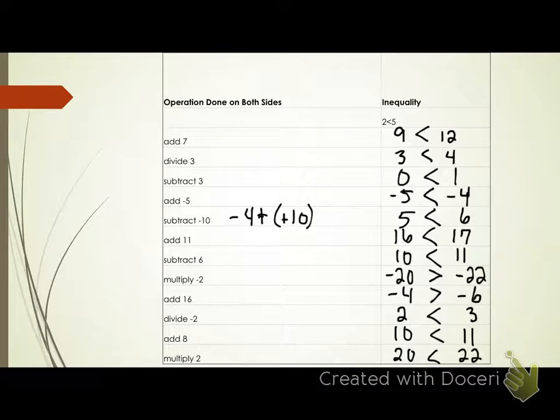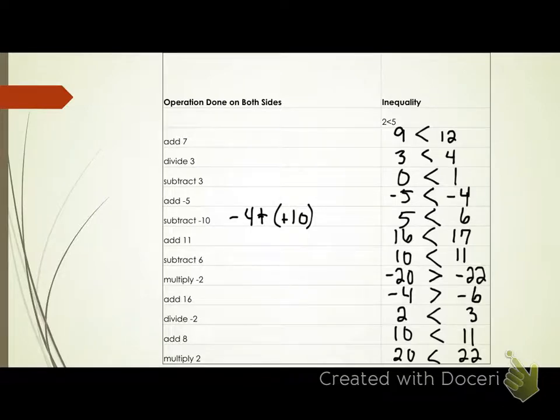Did everyone see that? So does anyone notice a pattern of when my inequality symbol flipped? When I multiplied by a negative number, what else? When I divided by a negative number, right? Those are the only two times it flipped. If I added or subtracted, it stayed the same. If I multiplied or divided by a positive number, it stayed the same, right? So the only time it flipped was when I multiplied or divided by a negative number.